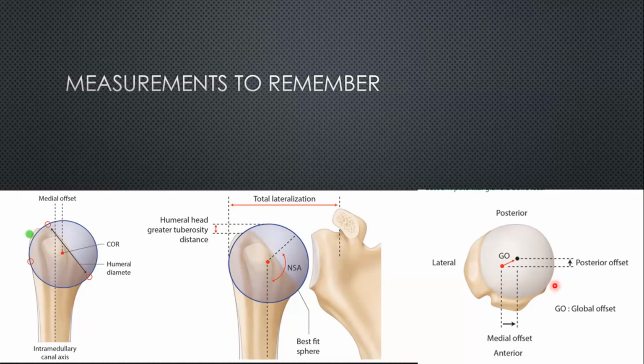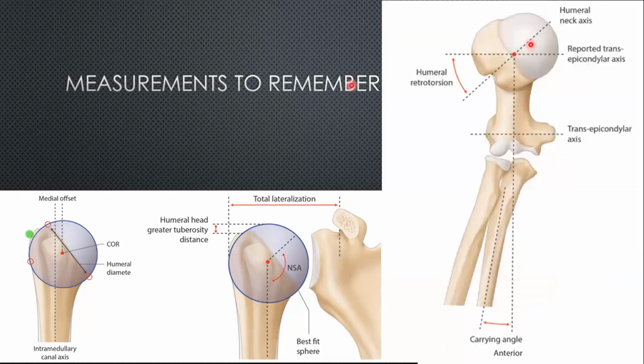Also, another thing is the global offset. That is the axis, that is the distance between the actual center and the center where you have to start your reaming processes. That is the posterior offset that is there, as well as the medial offset. So these are all the measurements that have to be meticulously calculated, including the retroversion angle that we've already mentioned.